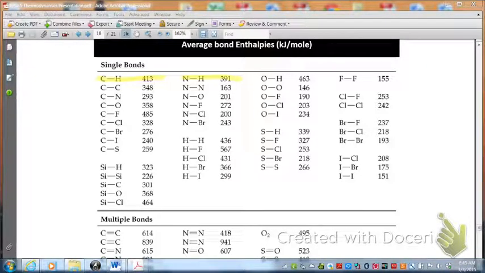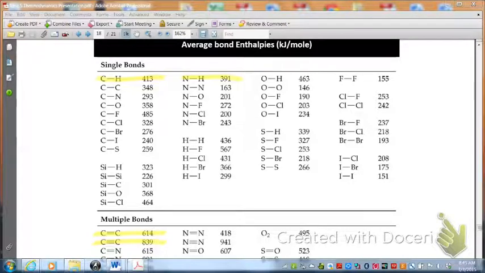So if you look down here at the carbon-carbon triple bond, highlight that, it takes 839 kilojoules of energy to break it. But right above it, the carbon-carbon double bond only takes 614 kilojoules of energy. What does that mean? Well, that simply means that double bonds require less energy than triple bonds to break. So therefore, triple bonds are much stronger than double bonds.